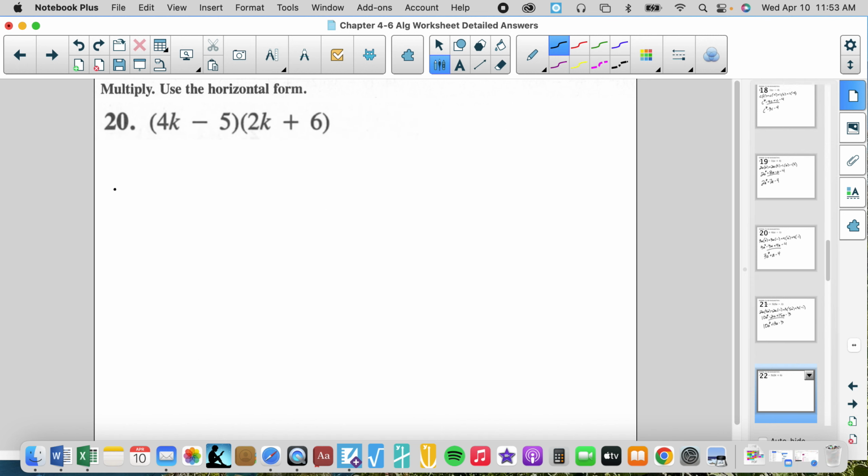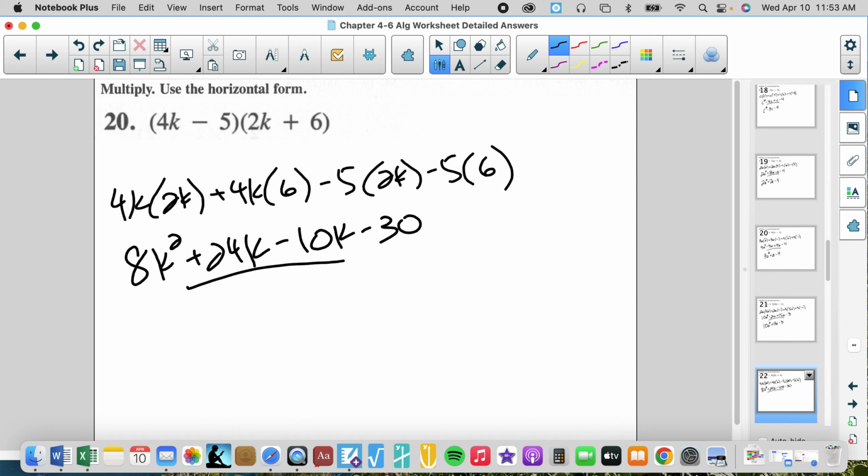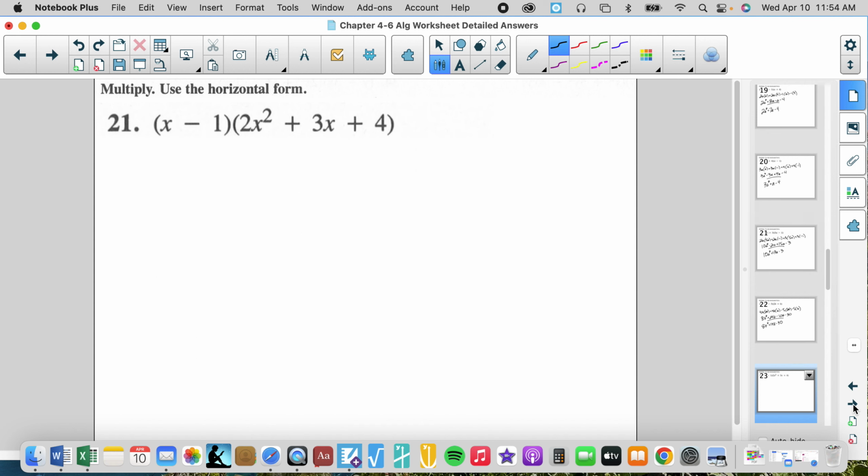Love doing these. 4k times 2k plus 4k times 6 minus 5 times 2k minus 5 times 6. 8k squared plus 24k minus 10k minus 30. 8k squared plus 14k minus 30. I can do that problem under 30 seconds.